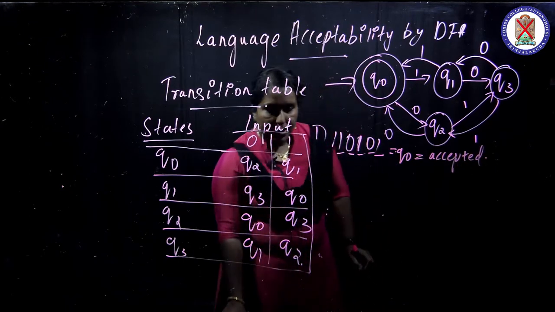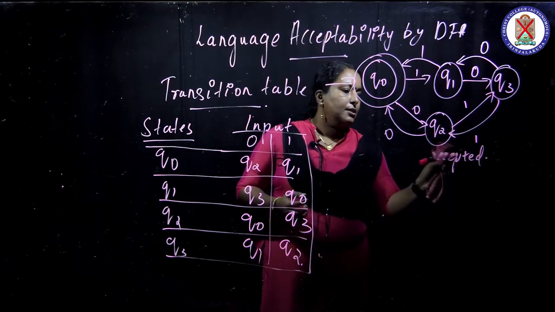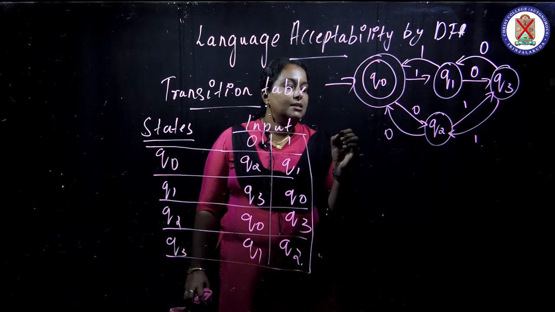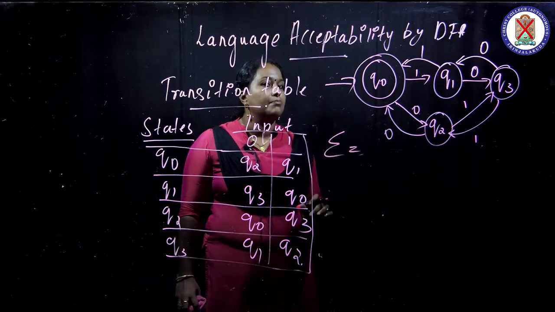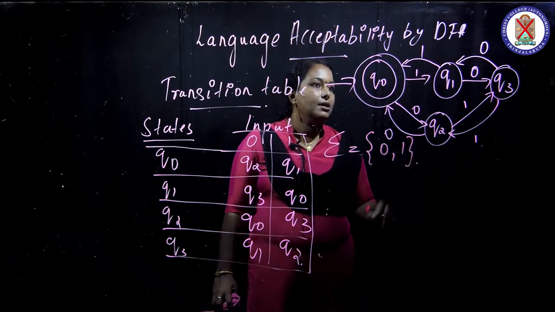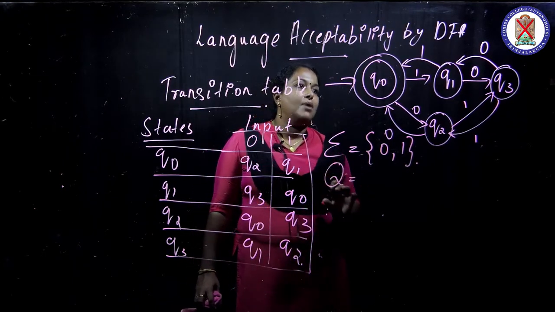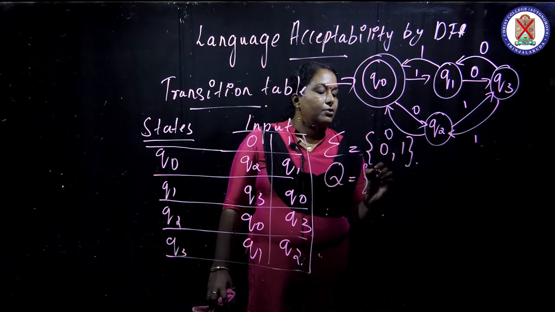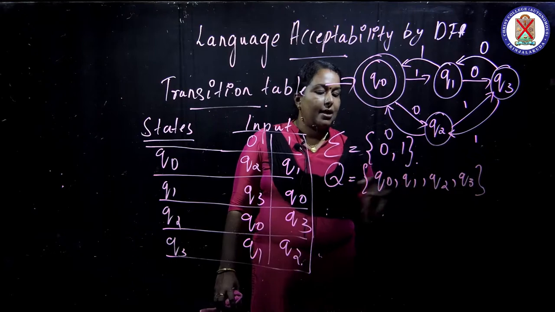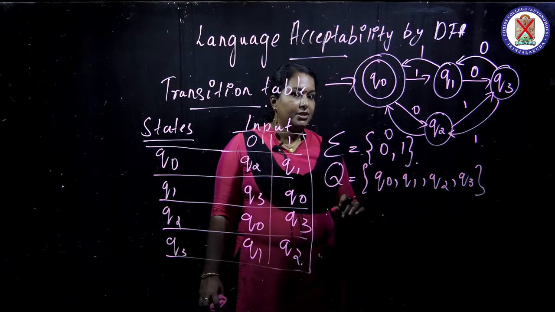How can we write this in a formal way? That is the topic of this lecture. First, what symbols are we using? The input symbols are represented by sigma, and here 0 and 1 are the symbols. The states are represented by the capital Q: Q0, Q1, Q2, Q3.